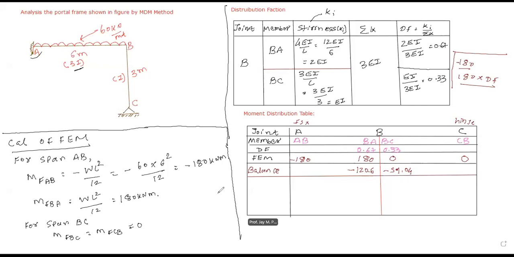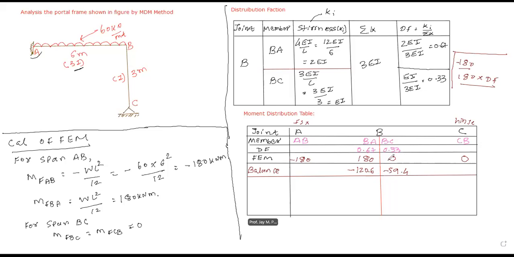It will be 59.4, brother, not 04. The decimal point is also important. In the moment distribution method, the points are very important. Your answer will be right only with the point. The answer will be minus 59.4. Just a minute, I am removing that. 59.4. I hope it is clear to all of you.